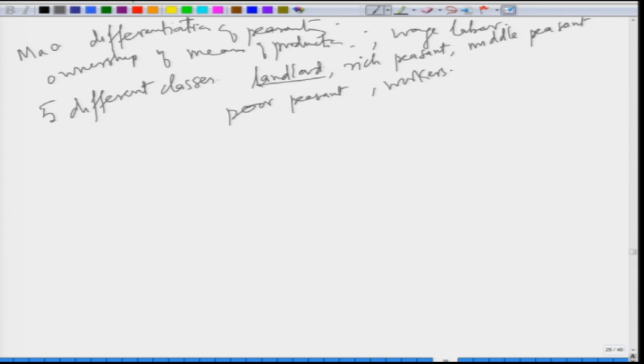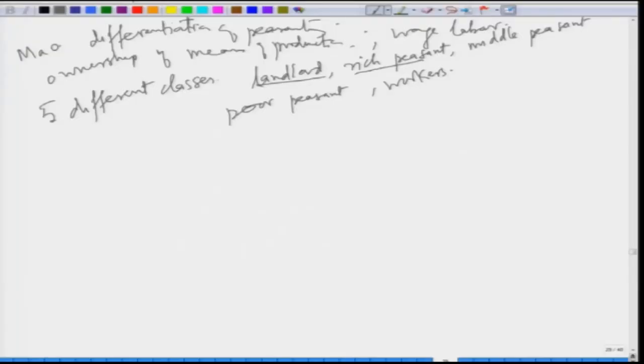So the landlord will have the means of production, but they may not be offering labor; rather they will be taking the wage labor. Similarly, rich peasants have lesser means of production in terms of quantity, but the hiring of wage labor is going to be quite significant. But as we move towards the lower end, to the poor peasant and the workers, the means of production criterion is going to be less significant, or less quantified, but the wage labor component is going to be higher.